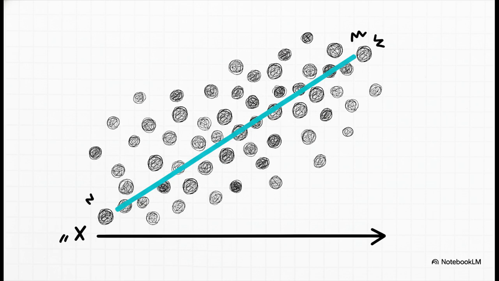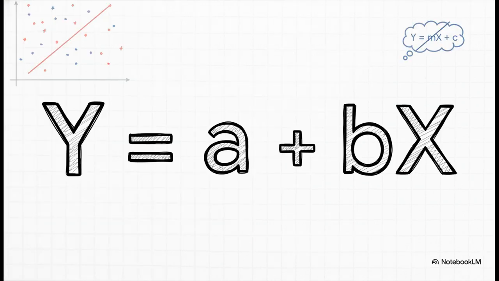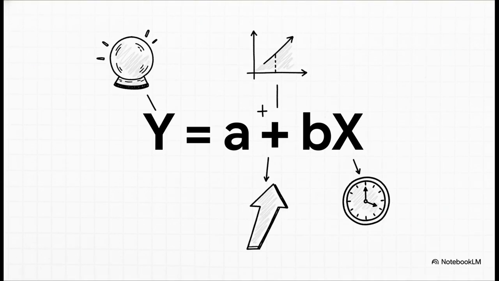That's pretty much it. Now, of course, that line isn't just drawn randomly. It's actually defined by a very famous, very simple mathematical equation. You might have seen it back in school as y equals mx plus c, but in this context, we'll usually say y equals a plus b times x. Don't worry, it's the exact same idea, just with slightly different letters. Let's just quickly break this down so it makes perfect sense.